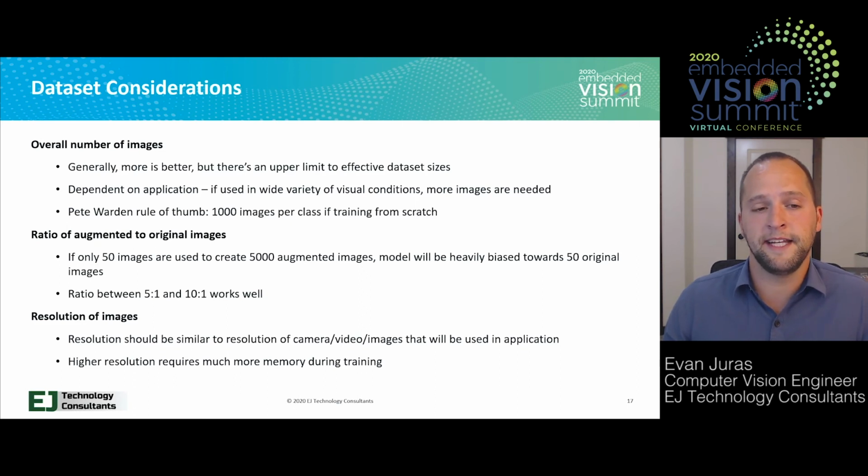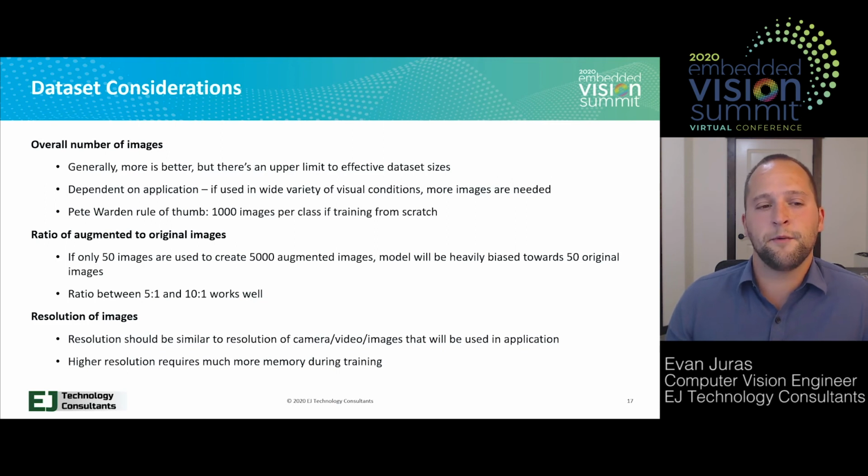Pete Warden is speaking at this conference, and he is a staff engineer at Google that helped develop TensorFlow Lite. His rule of thumb that I found is that you should use about 1,000 images per class if you're training a model from scratch. Just a general rule of thumb to keep in mind.